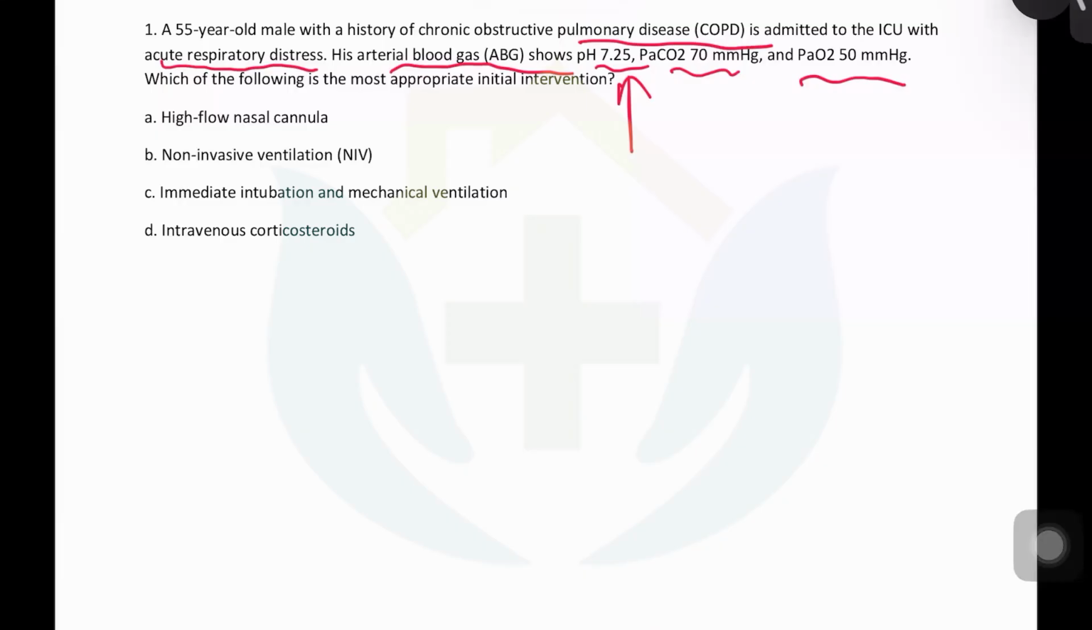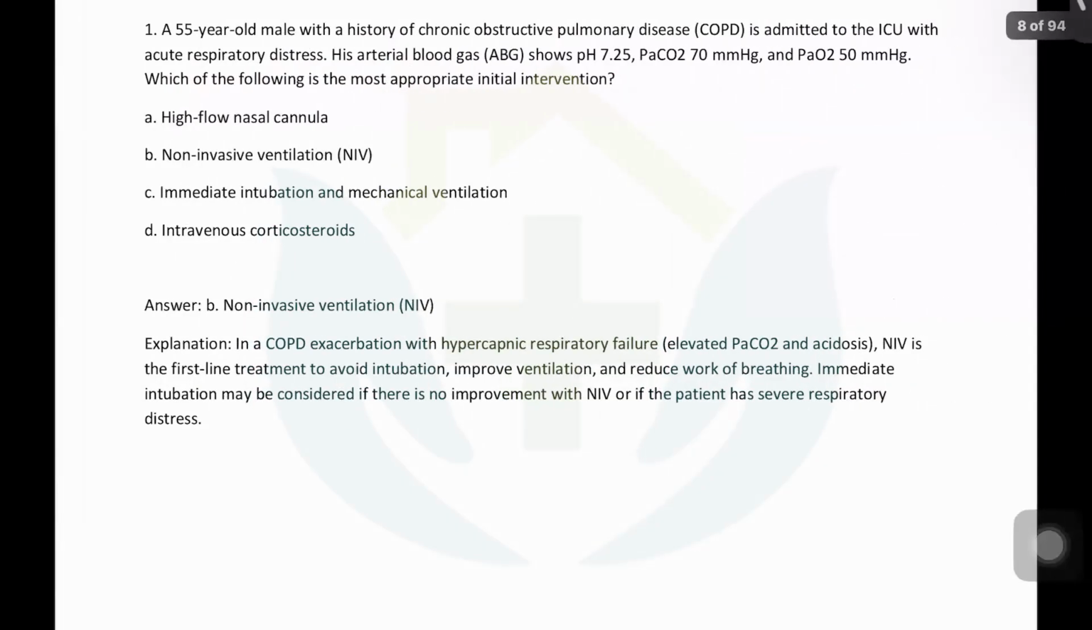The answer is B. So I would like to put the patient on non-invasive ventilation. Why? What kind of respiratory failure is this? This is hypercapnic, or type 2 respiratory failure. Because he has two problems, hypoxia and hypercapnia, combined, both of them together, and also respiratory acidosis.